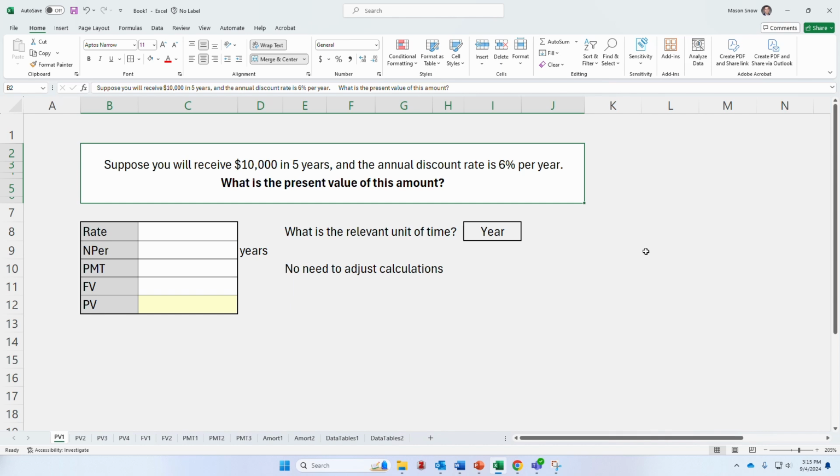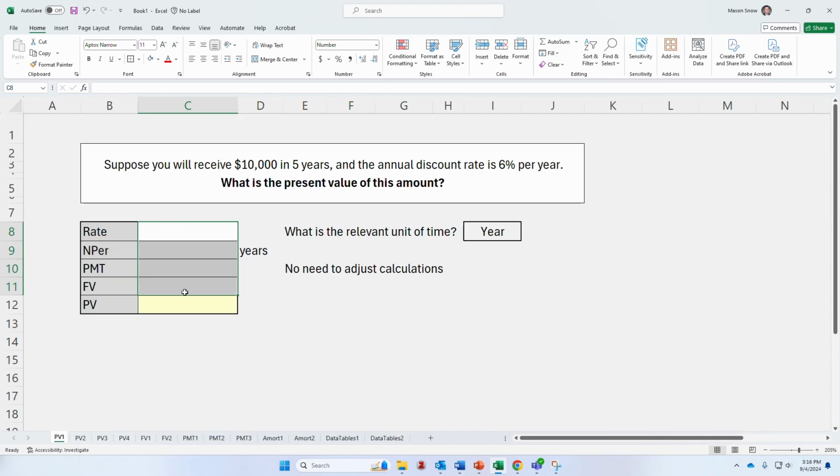To do this, we'll be using the PV function. And as you know, to solve for the present value, we're going to need to input some parameters. We'll do this by typing in values in cells C8 to C11, which we will then reference in a PV formula in cell C12. First, let's enter the discount rate, which in this example is 6% annually. We can type 0.06 in this cell. Alternatively, we could type a 6 with the percentage sign after it, and Excel is going to recognize these as the exact same number.